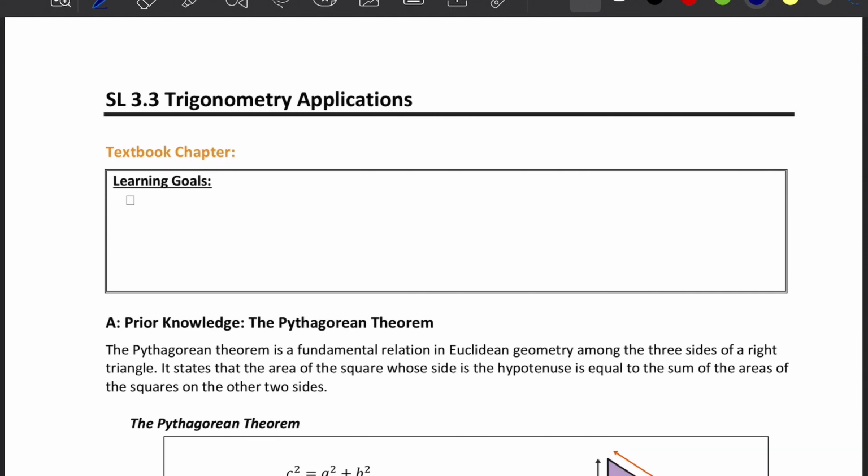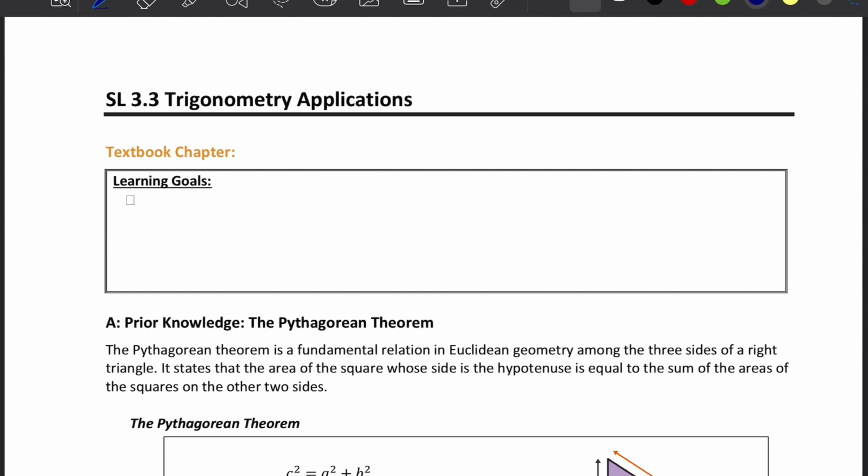Section 3.3, Trigonometry Applications. In this video, we're going to work on different questions that use the trigonometry ratios, sine laws and cosine laws, and the Pythagorean theorem. The first thing we're going to be introduced to is the Pythagorean theorem.